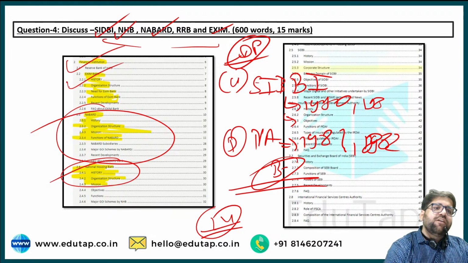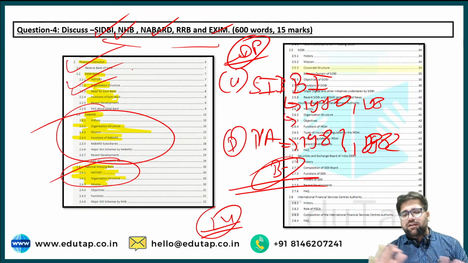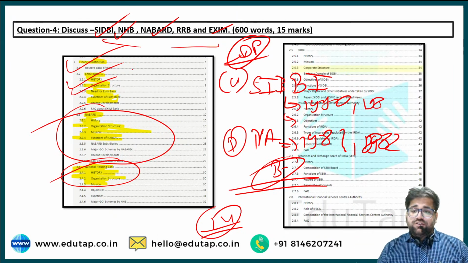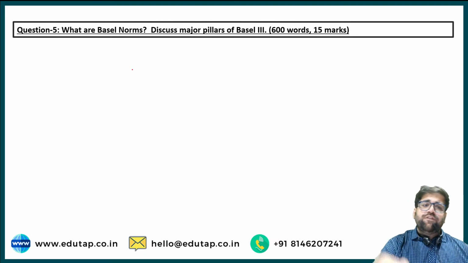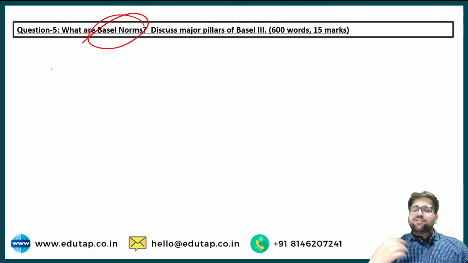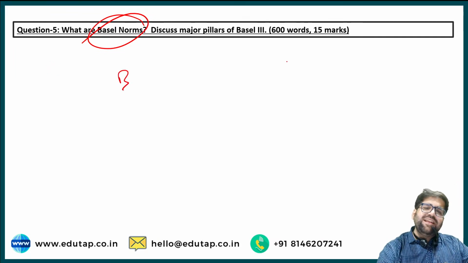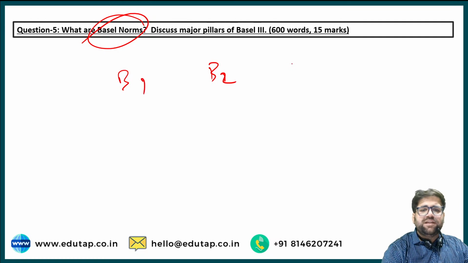You would see we have covered Exim Bank, the history, and the different functions of different financial institutions. So let's go ahead to question number 5. Basel norms. Basel norms are a very integral part of your finance syllabus, people. If you are a finance student, then understanding Basel norms is very crucial. There are 3 Basel norms. A very easy question: Basel 1, Basel 2, and Basel 3.